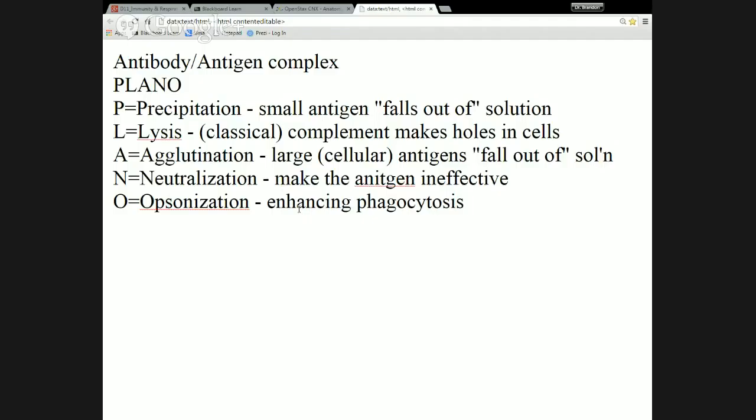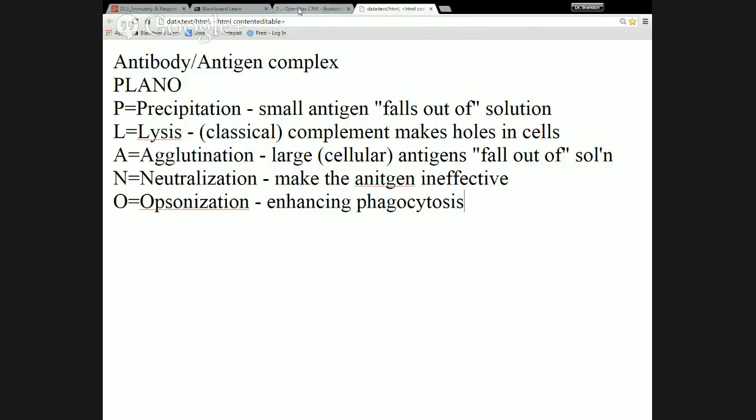If antibodies start binding to something, but it never gets to the point of activating the classical complement pathway, or it never gets around to causing the small antigen or the large antigen to fall out of solution, it can still be phagocytosed. So it goes right to the opsonization part. So that can happen by itself. Okay. But these are all the different things that can happen once an antibody binds to the antigen.